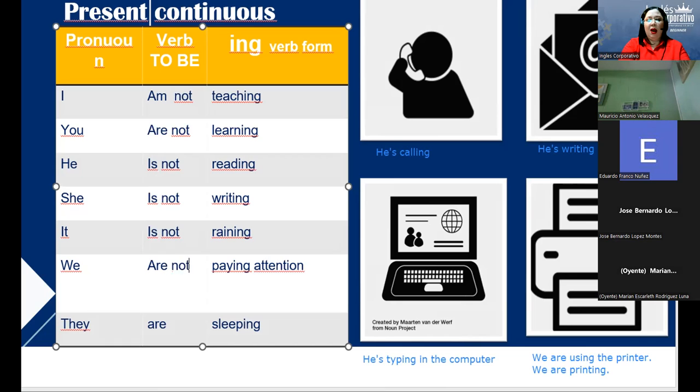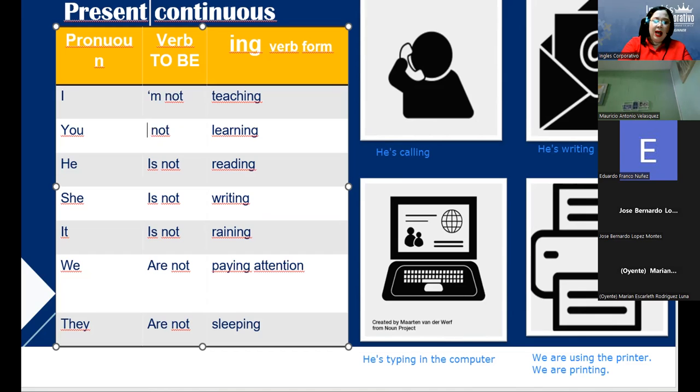We are not, okay? ¿Y esta cómo sería? They are not. Ok. Y de igual manera se puede contractar, ¿verdad? Esto puede hacerse más cortito. I'm not. Podemos hacer el apóstrofe. Ok. El apóstrofe con not. Ok. I'm not. Ahora, esta la podemos hacer de dos maneras.